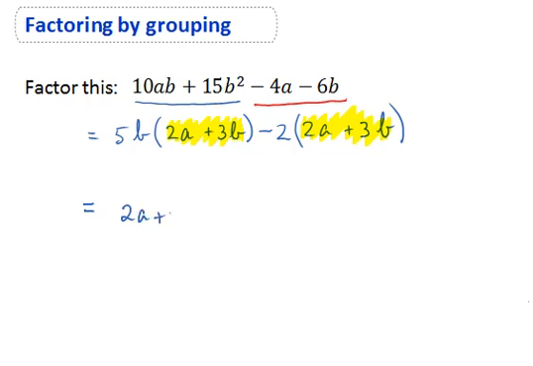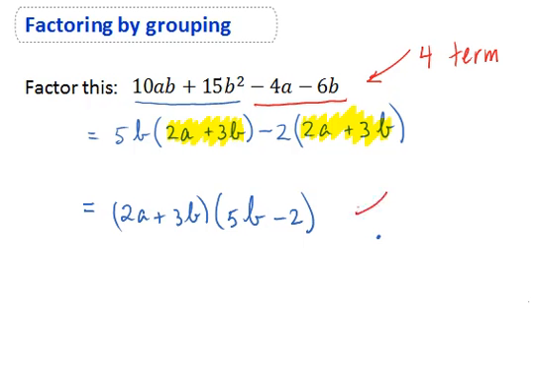So we have 2a plus 3b coming out of those two jumbo terms, which really means we're dividing by 2a plus 3b. So if we take the first jumbo term and divide it by 2a plus 3b, we'll just be left with 5b. And if we divide the second jumbo term by 2a plus 3b, we'll be left with subtract 2. And we're finished. What we've done is we've taken a four-term polynomial and we have rewritten it as the product of two binomials.